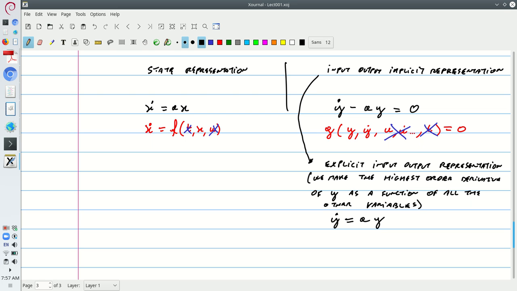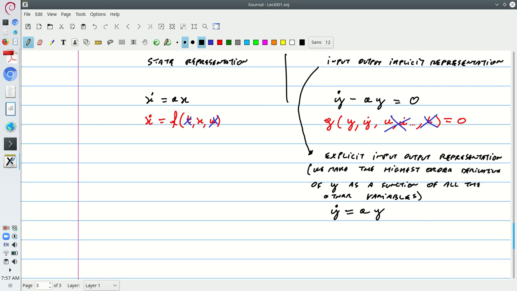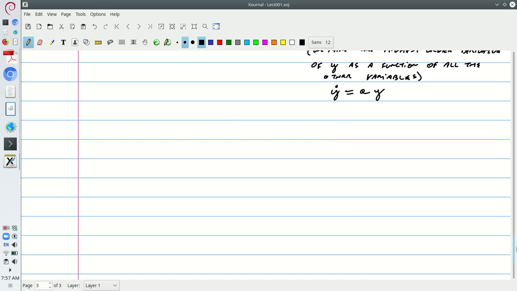But if it's possible to solve for the highest order derivative, we write an equation that is a little nicer, because now we have the highest order derivative of y as a function of all the rest. Okay, let's proceed with solving this equation. They are absolutely equivalent differential equations, both in the state representation and in the input-output representation. We are dealing exactly with the same quantity, and I assume that everybody knows how to solve them.